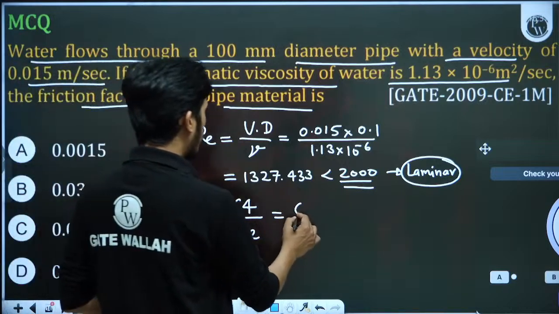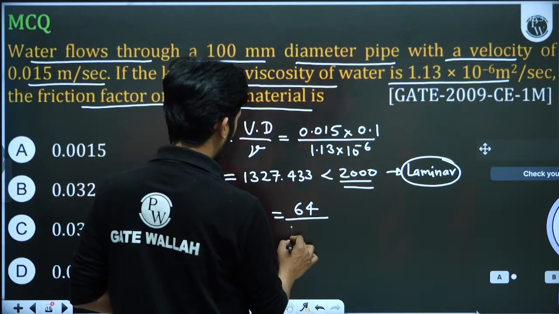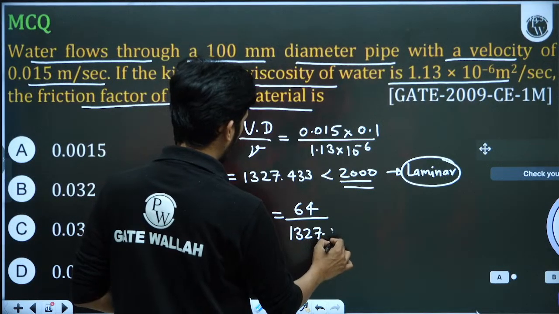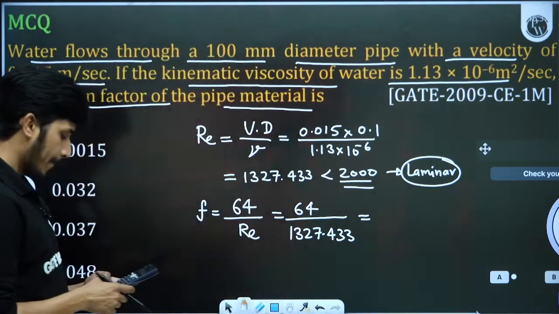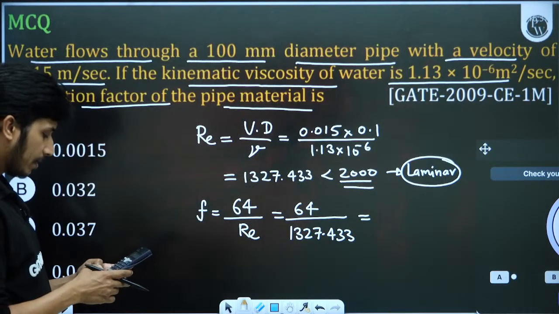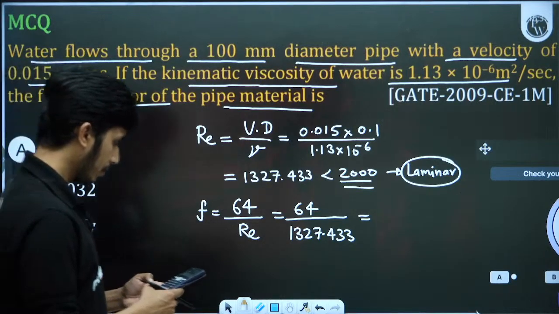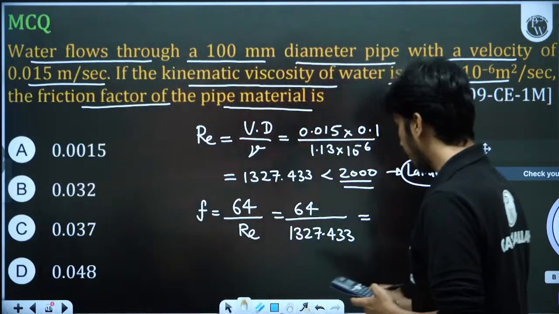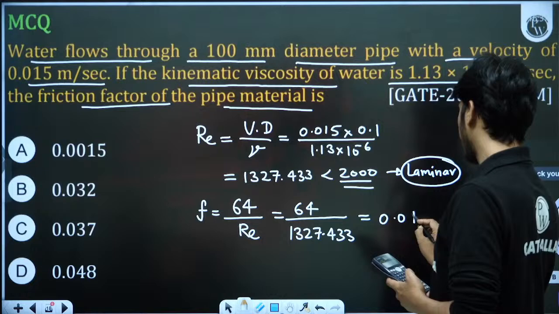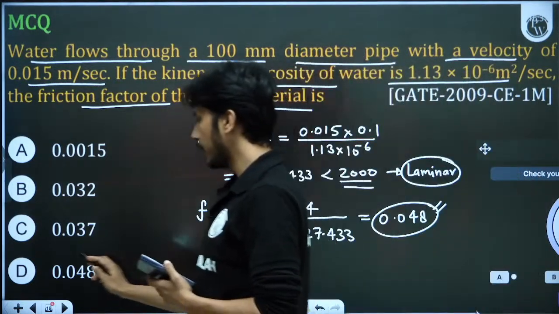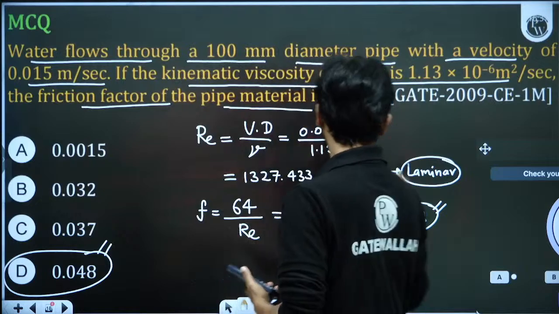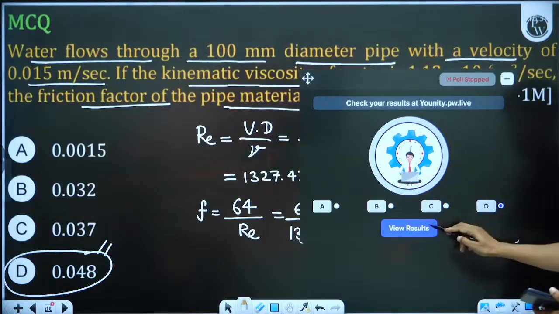So 64 upon Re is the Darcy friction factor. If nothing is written, it means Darcy friction factor. If it is clearly written Fanning friction factor, then that is 16 by Re. But here nothing is written, so we will consider that as Darcy friction factor. This is coming out to be 0.048. The correct answer of this question will be option D, as everybody is giving also.